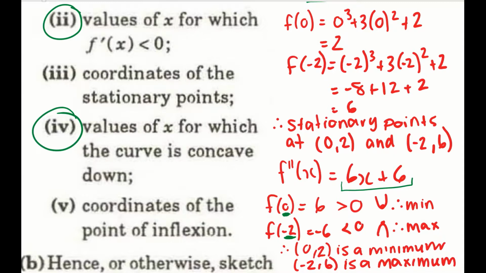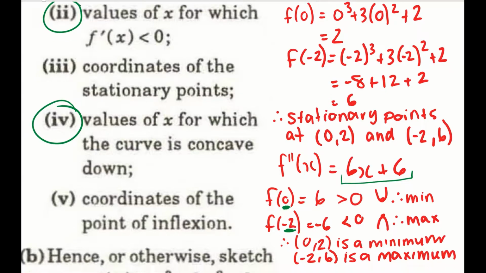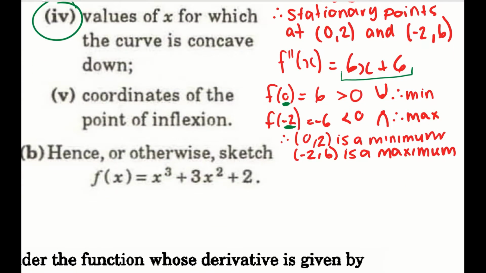So technically, I find this question is in a bit of a strange order. They can obviously be done without the graph, but it's a lot more helpful to see the graph and then find those values. So I need to now find the coordinates of the point of inflection.